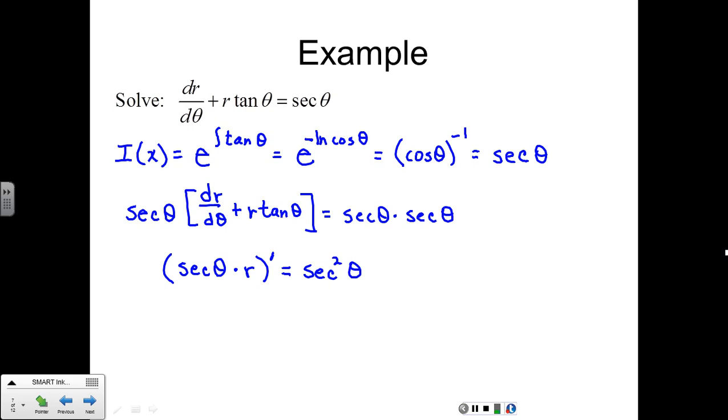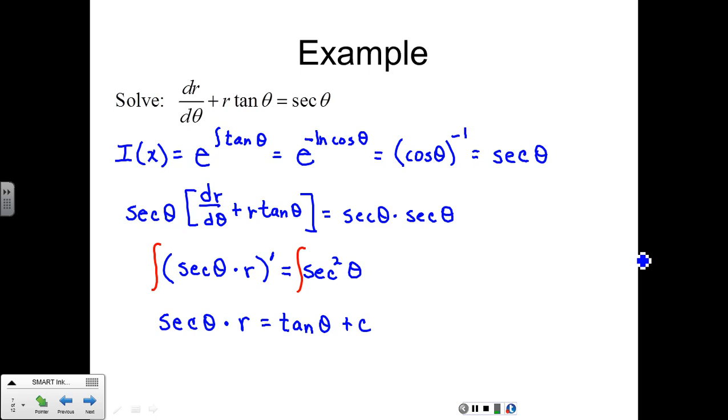So if I undo both sides by integration, what happens when you integrate something that's primed? The prime just goes away. Okay, cheat sheet time. Look that up. What's the integral of secant squared? Look it up. Be sure. It's just tangent. Tangent of theta plus c.